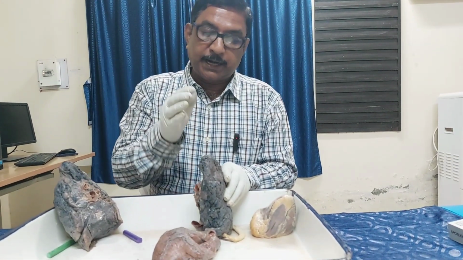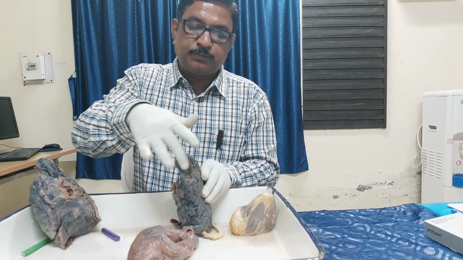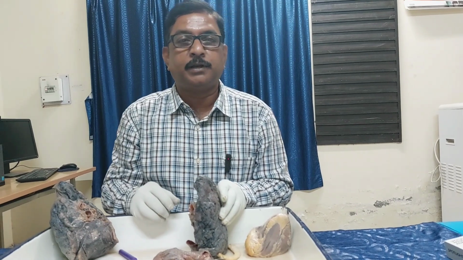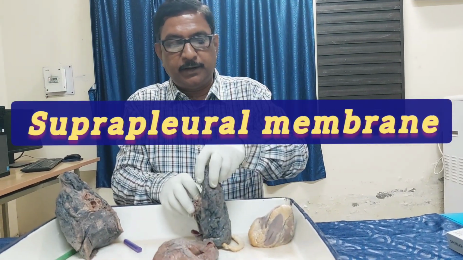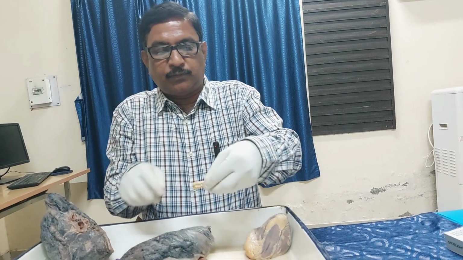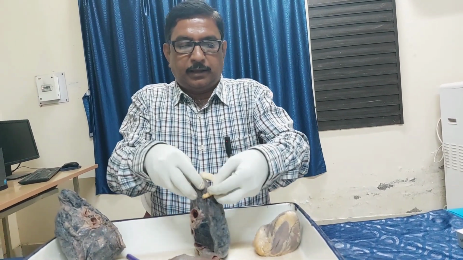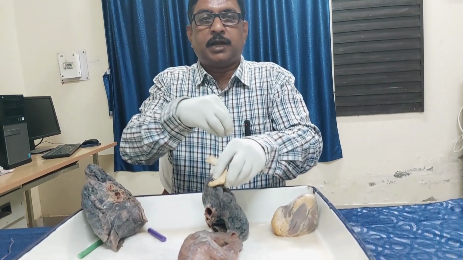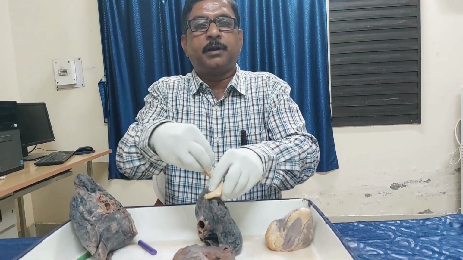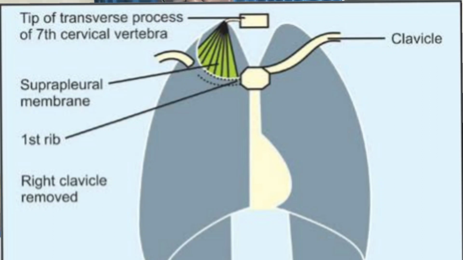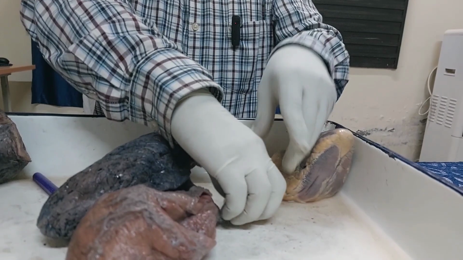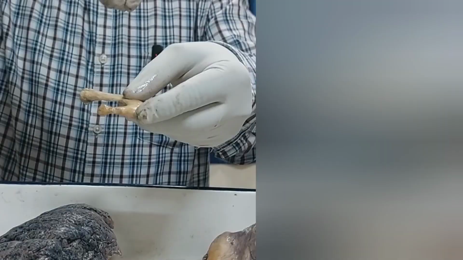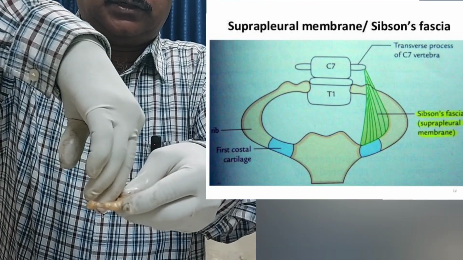In addition to that, this apex, this pleura, is strengthened by another fascial membrane called suprapleural membrane. And this membrane is attached along the inner side of the first rib, and the upper end or posterior end to the transverse process of cervical 7 vertebra. The suprapleural membrane comes like this. If this is the first rib, this is the suprapleural membrane, it goes like this.